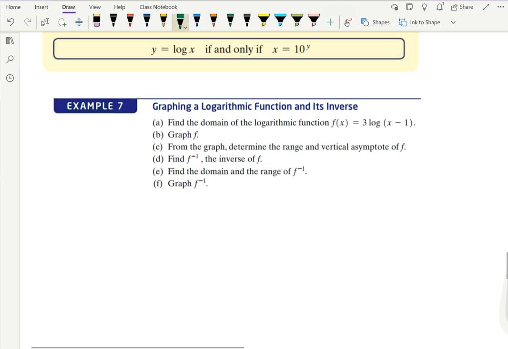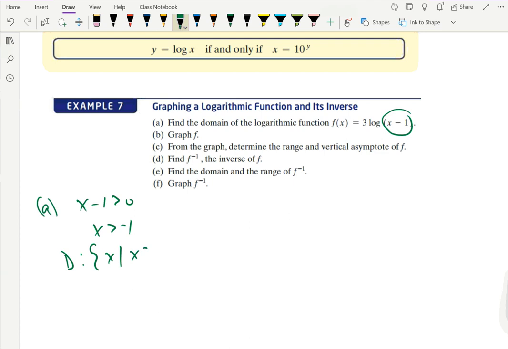So let's take a look then at example number 7. Let's graph a logarithmic function and its inverse again, only now we're going to be graphing with the common log, so base 10. So find the domain. Our domain, again, this position in the logarithmic function must be bigger than 0. So that means x must be bigger than -1. So our domain is all x such that x is bigger than -1, or in interval notation, from -1 to infinity.